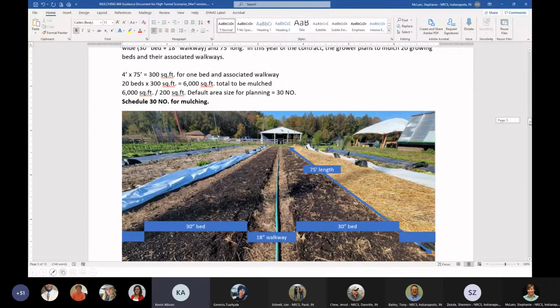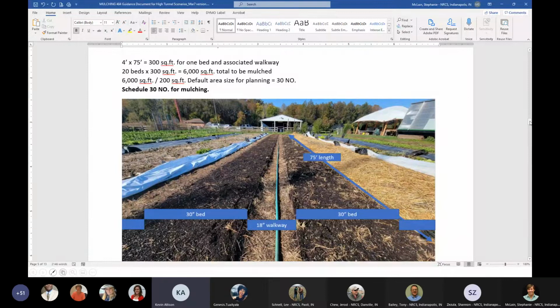So let's say the grower plans to do 20 beds. You would take the area of the bed and the associated walkway, which would be length times width, and then multiply by the number of beds, and you would get the total area to be mulched. So in this case, it's 6,000 square feet. Divide that by the 200 square foot default area size for planning, and you would get the number 30 for scheduling. Any questions on that?